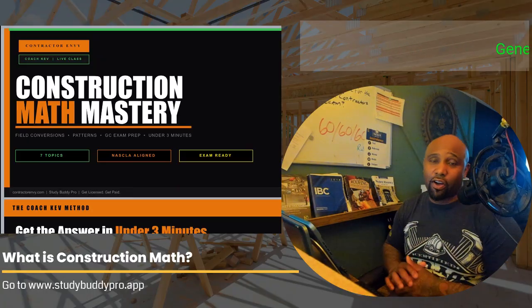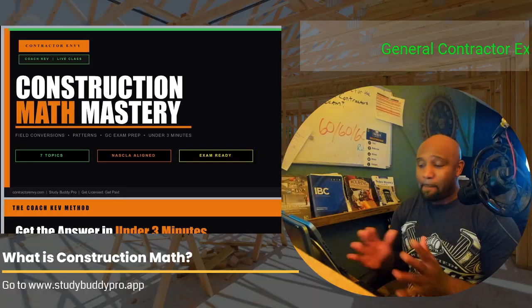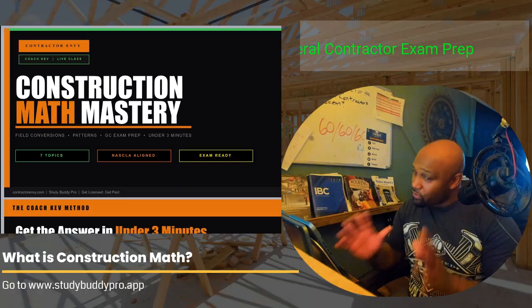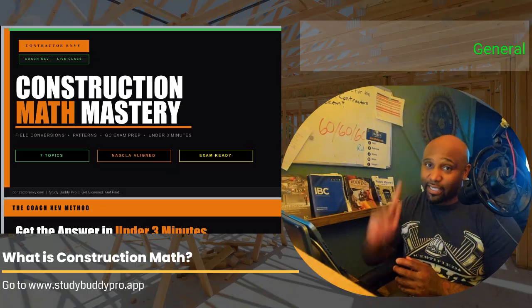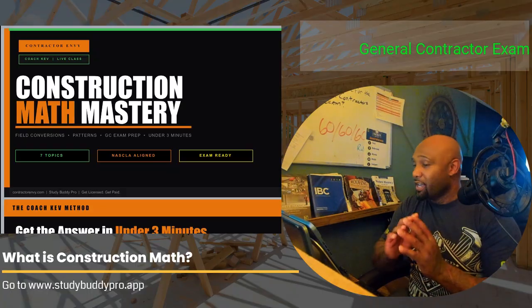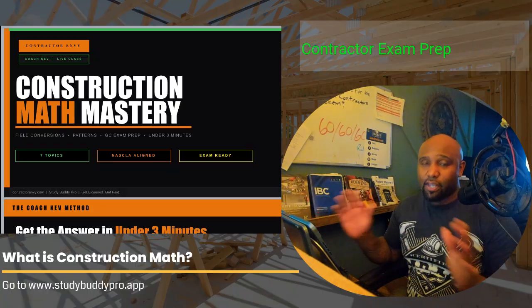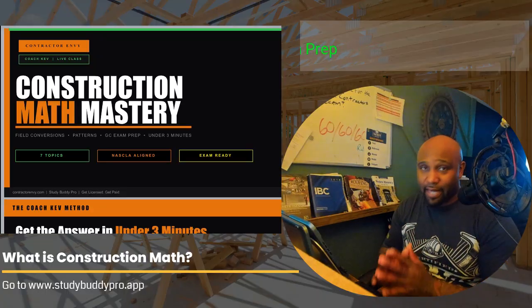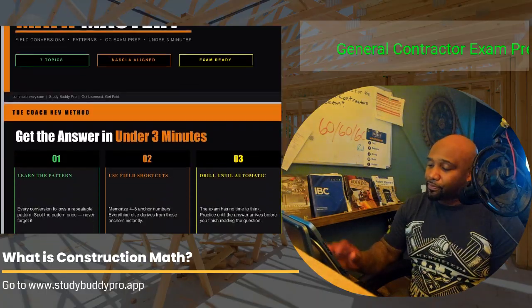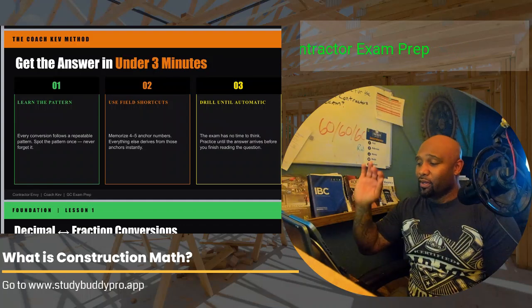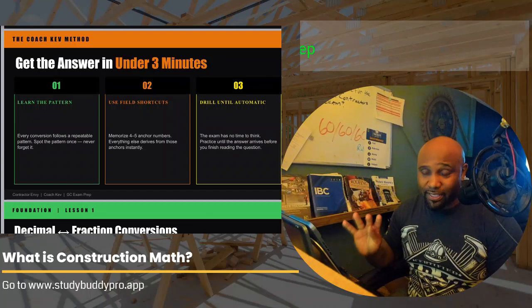We're going to start talking about field conversions and patterns, because I want you to see the patterns. And then GC exam prep to get it to under 3 minutes. Because even with all your other questions, you have to manage 3 minutes. Okay? That's our goal. So, going into the three things we're going to work on today.